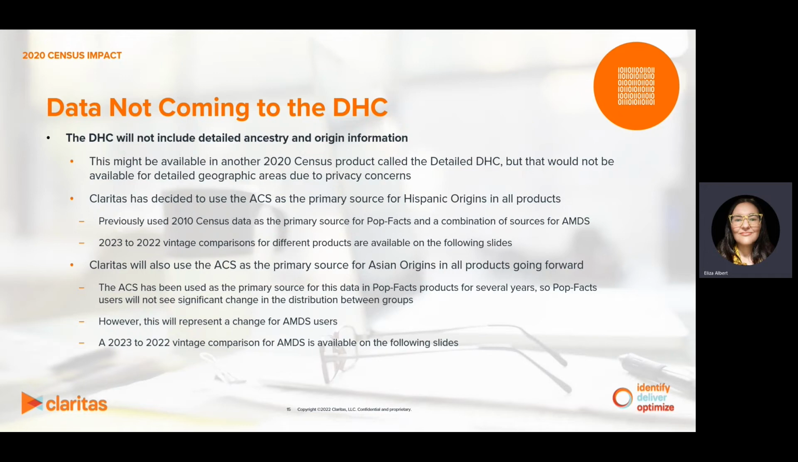So Claritas has decided to use the ACS as the primary source for Hispanic origins in all of our products. We previously used 2010 census data as the primary source for PopFacts and a combination of sources for AMDS. So we have some 2023 to 2022 vintage comparisons for the different products available on the following slides that we'll go through. Claritas will also use the ACS as the primary source for Asian origins in all products going forward.